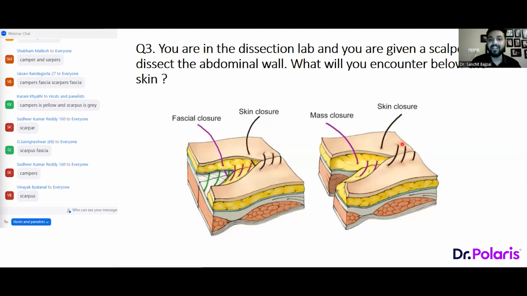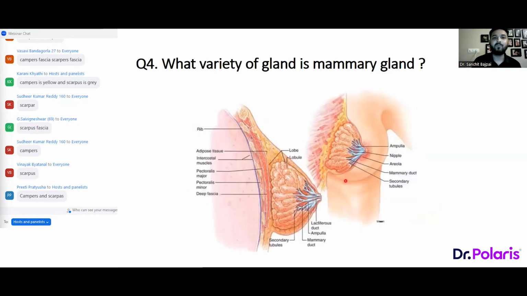So great, right? So in the abdomen, remember, these are modifications of superficial fascia, not the deep fascia. Remember that, right? Deep fascia modification is the rectus sheath. That is in the abdomen. Okay, fine. Now we move on to the next clinical scenario. What variety of gland is the mammary gland?